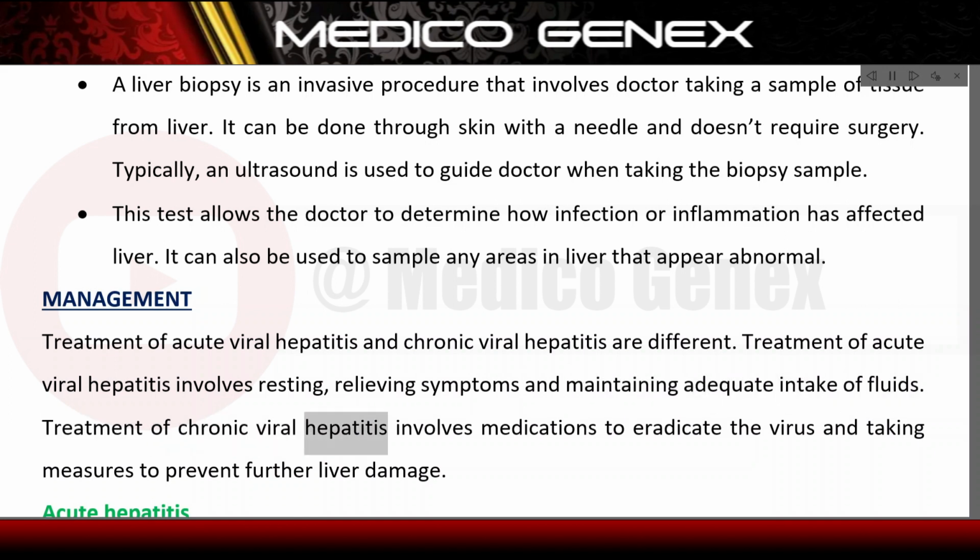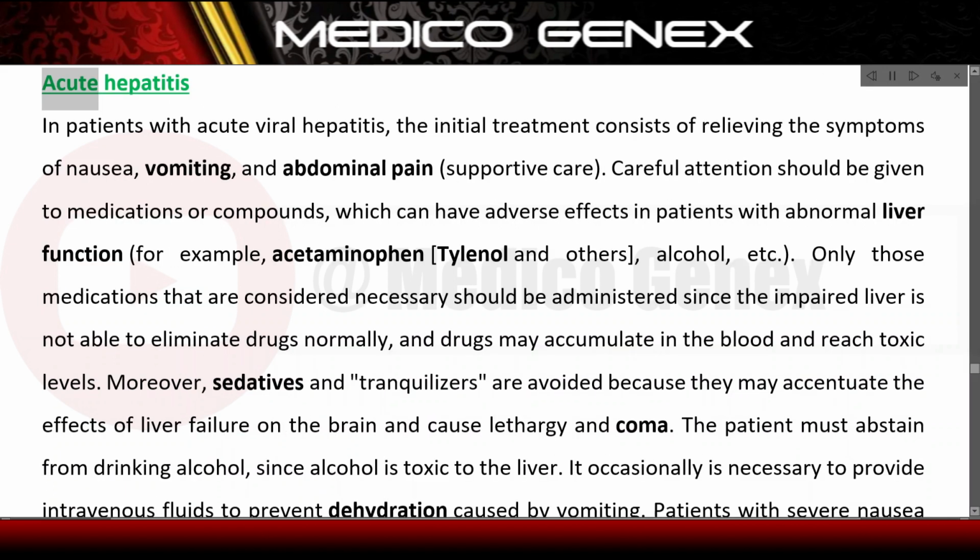Treatment of chronic viral hepatitis involves medications to eradicate the virus and taking measures to prevent further liver damage. Acute hepatitis. In patients with acute viral hepatitis, the initial treatment consists of relieving the symptoms of nausea, vomiting, and abdominal pain. Supportive care. Careful attention should be given to medications or compounds which can have adverse effects in patients with abnormal liver function, for example, acetaminophen (Tylenol and others), alcohol, etc.